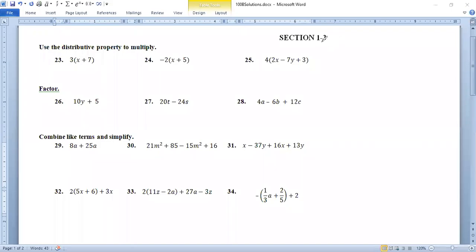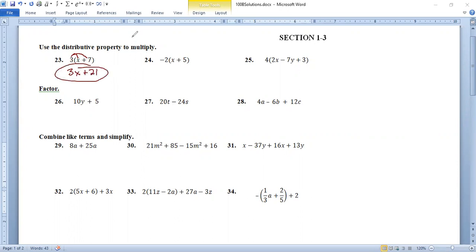Here we are in section 1-3 with the solutions to 23 through 34. Number 23 says use the distributive property to multiply. So we're multiplying 3 times this x plus 7. And the distributive property means we distribute that 3 into whatever it is multiplying. So we get a 3 times x and a 3 times 7.